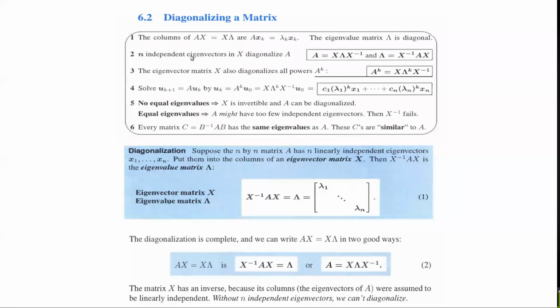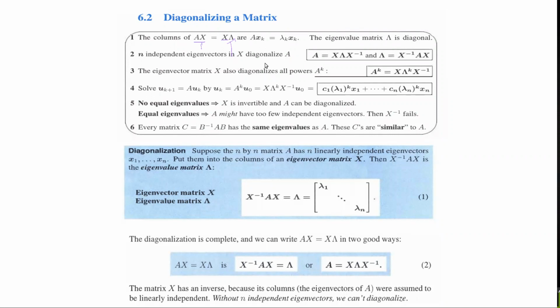Let me clear and then let's explain. So the columns of AX and X lambda: this will be the eigenvector matrix X. This is the eigenvalue matrix on the diagonal, this lambda. And if we have independent eigenvectors, this is important. What we mean by independent eigenvectors is that there can be repeated eigenvalues, but then each repeated eigenvalue can have independent eigenvectors. That's possible. That's the degenerate case.